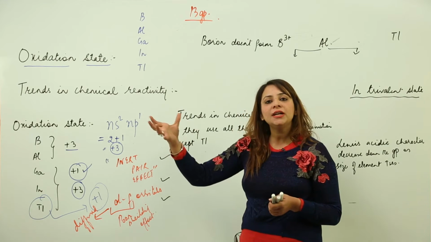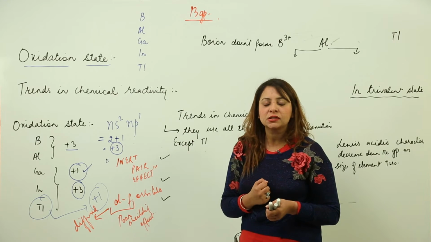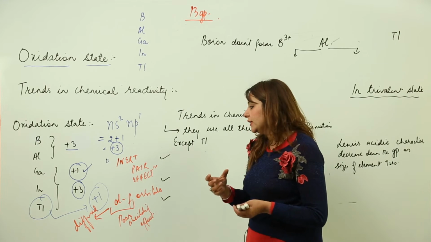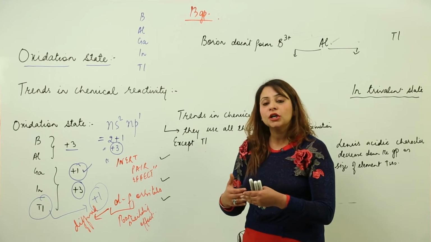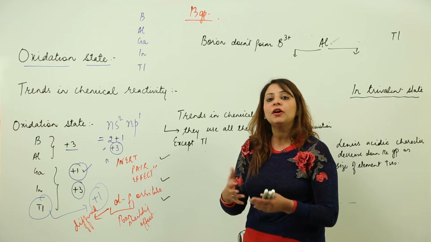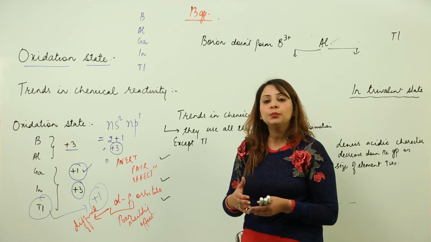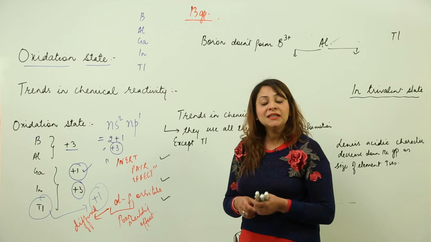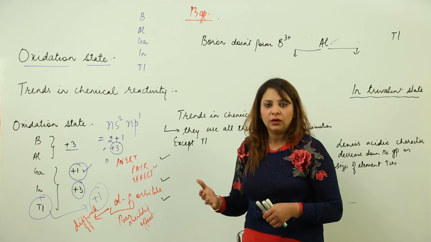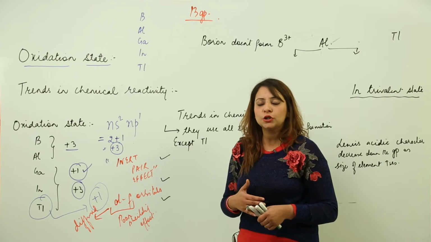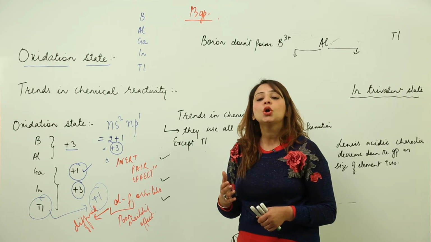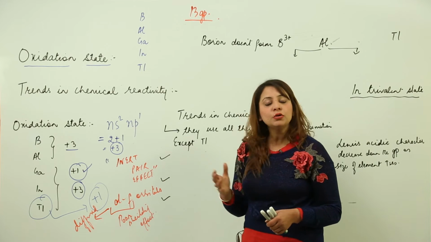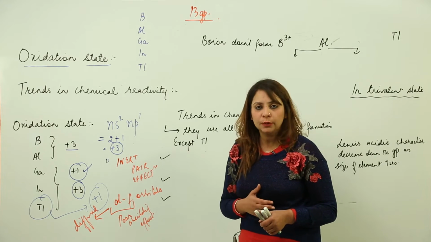That means the valence shell electrons are tightly held by the nucleus. As we move down, we know that the number of electrons in d and f is increasing. So the poor shielding effect is actually increasing as we move down. That means the nuclear charge is becoming more and more as we are moving down, because the number of electrons is increasing in d and f. So you can say that the amount of nuclear charge is increasing as we are moving down.